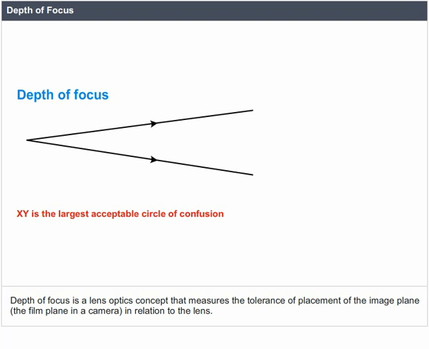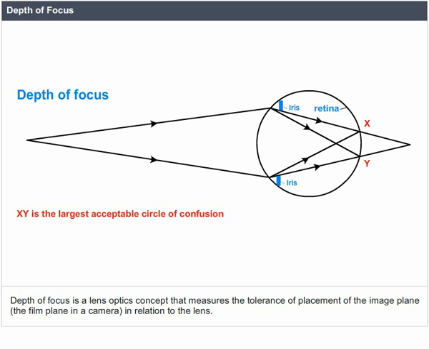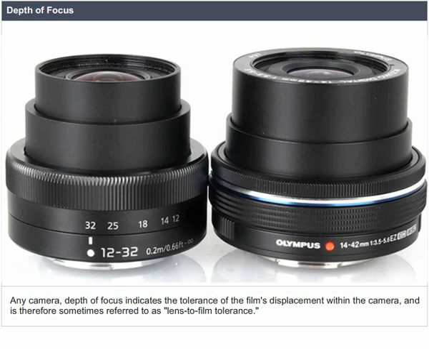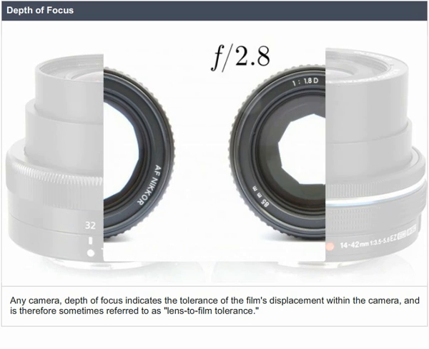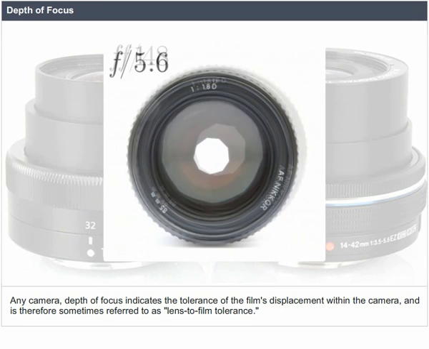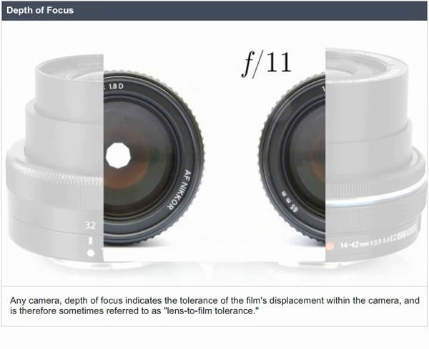Depth of focus. Depth of focus is a lens optics concept that measures the tolerance of placement of the image plane, the film plane in a camera, in relation to the lens. In a camera, depth of focus indicates the tolerance of the film's displacement within the camera and is therefore sometimes referred to as lens-to-film tolerance.